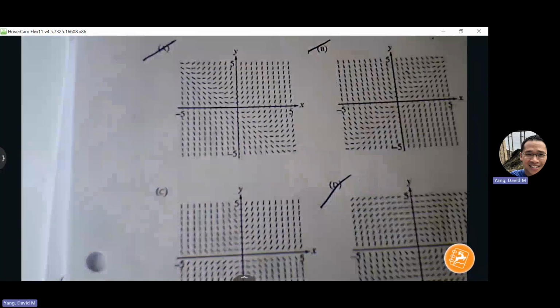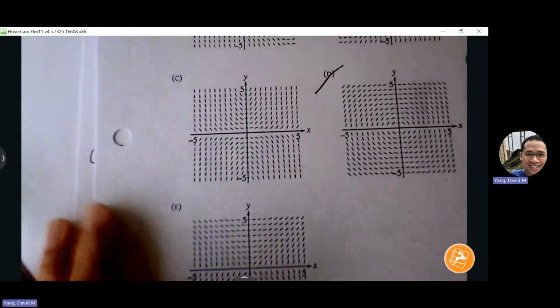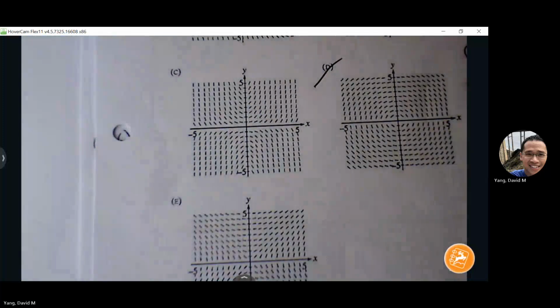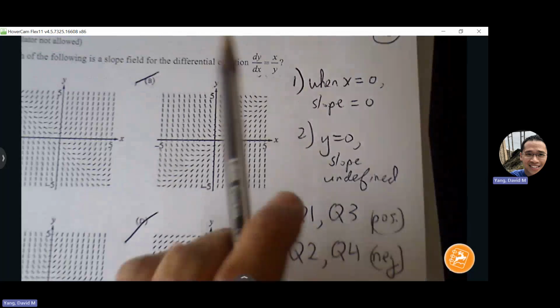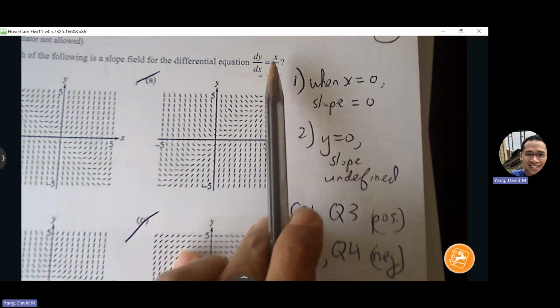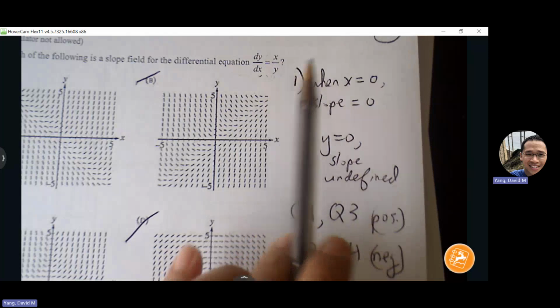Okay, so we're down to C and E here. Which one do you think this is? Okay, it is between those two. But there's one more thing: what happens when X and Y are the same value? Like 1 over 1, 2 over 2, 3 over 3. It's all equal to 1. So I should see a bunch of 1 slopes all lined up.